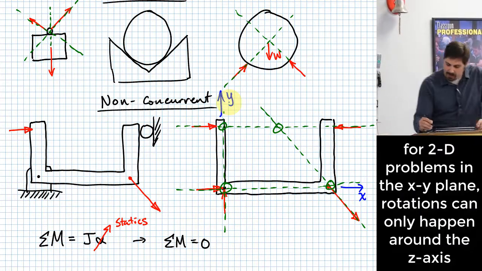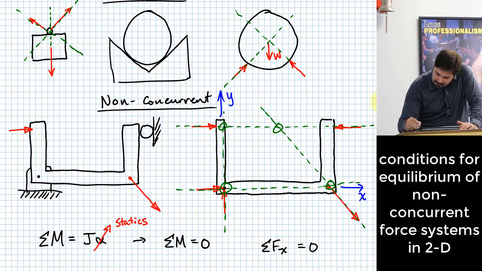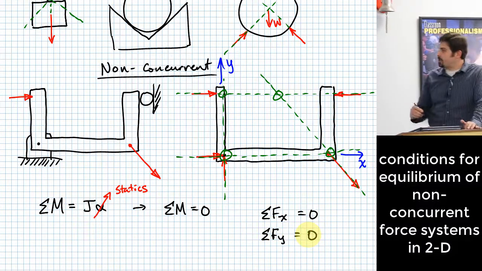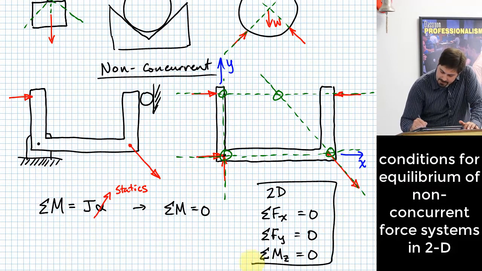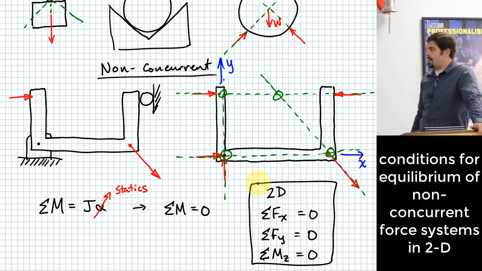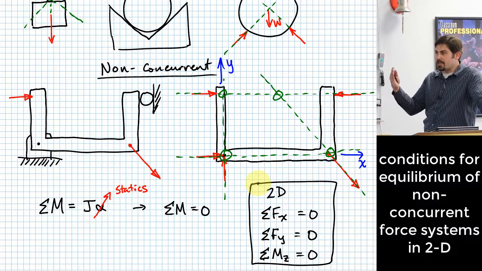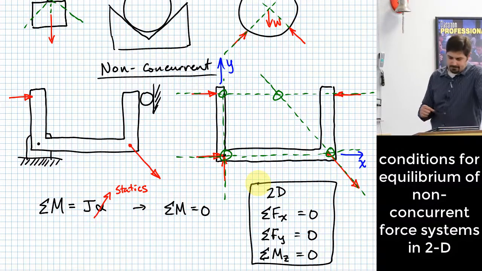And what it means is that now, instead of just having the sum of forces in the x direction equal to 0, and the sum of forces in the y direction equal to 0, we add another constraint that we can use for non-concurrent force systems: the sum of moments around the z-axis has to be equal to 0. For two-dimensional problems, this is our set of constraints, and this allows us to come up with 3 equations if we want to completely specify that a body is in equilibrium both translationally as well as rotationally. Okay? Shall we do a quick example problem? Let's do it.